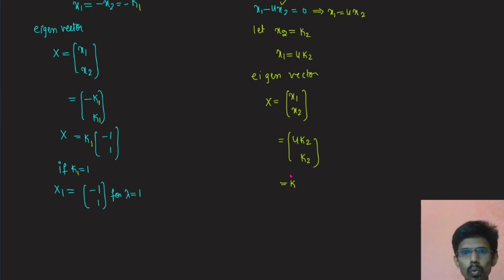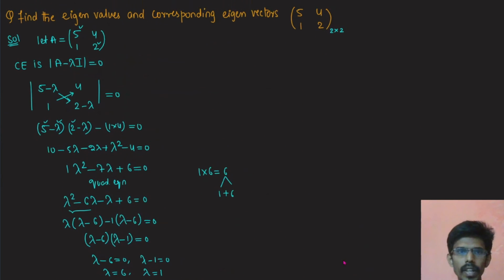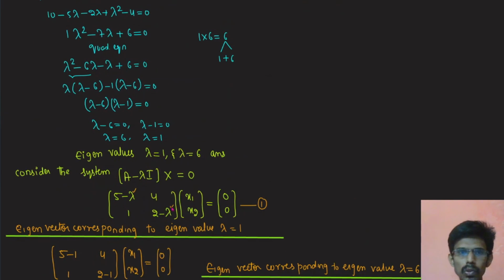Now take k2 outside this matrix, we have 4, 1. Now if I take the value of k2 as 1, then this eigenvector x2 will be 4, 1. This is the eigenvector corresponding to lambda equal to 6. So we got the two eigenvectors corresponding to these eigenvalues, lambda equal to 1, lambda equal to 6.